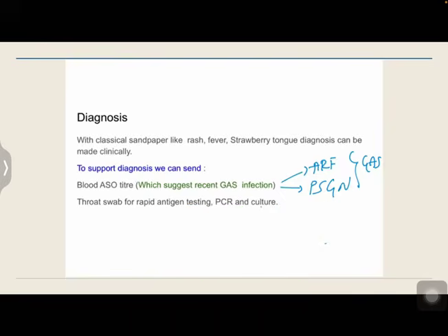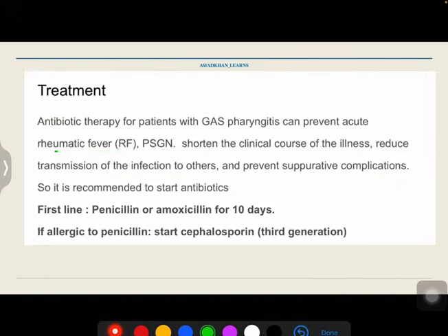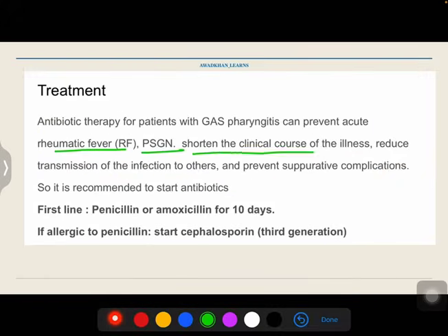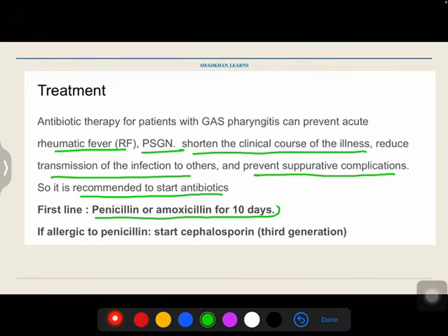Treatment: antibiotic therapy for patient with group A streptococcal pharyngitis can prevent acute rheumatic fever, PSGN, shorten clinical course, reduce transmission of the infection, and prevent suppurative complication. So it is recommended to start antibiotics. You need to remember what is the first line antibiotic and duration of the treatment. The first line antibiotic is penicillin or amoxicillin for 10 days. If allergic to penicillin, start cephalosporin. Third generation cephalosporins are preferred.